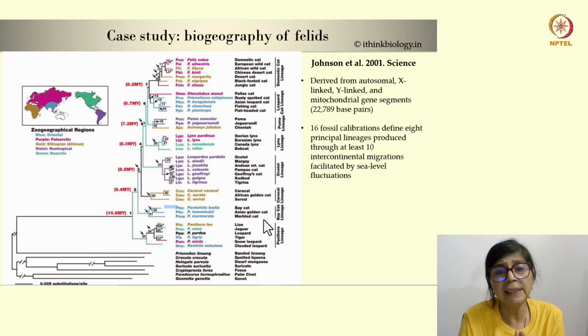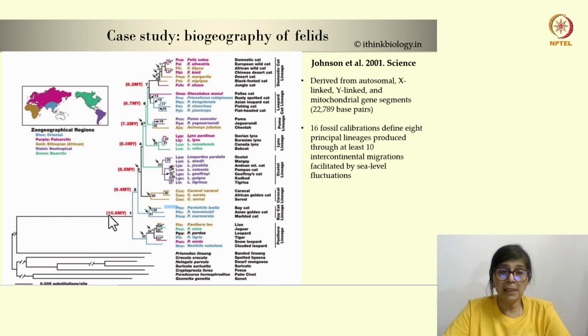So what can we see from here? We will for now ignore this part of the tree, but let's start from this basal point. Okay, say if this is the ancestral population approximately 11 million years ago, which is the Miocene, it's called Miocene radiation also.